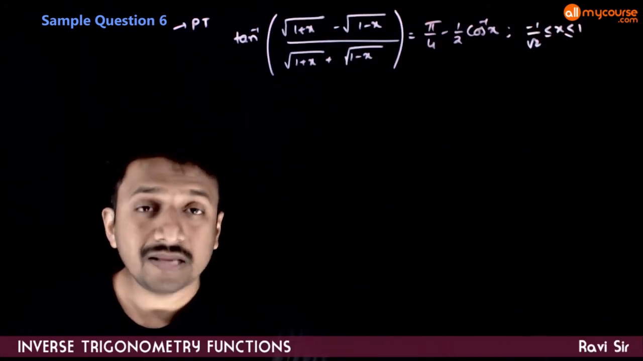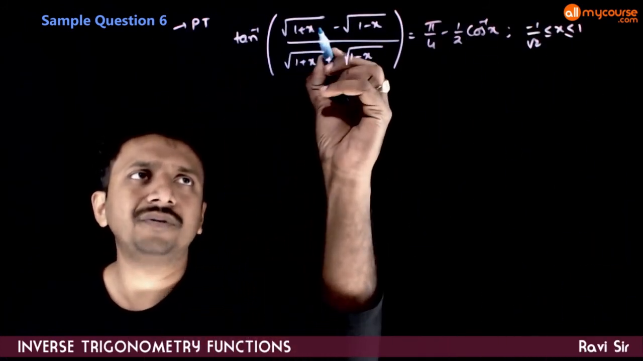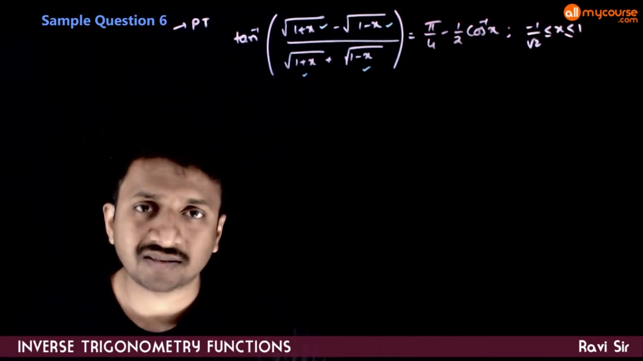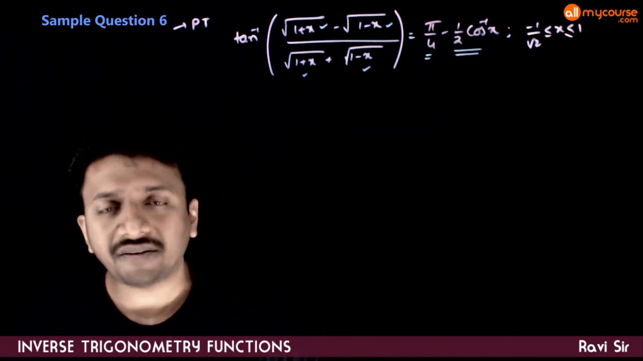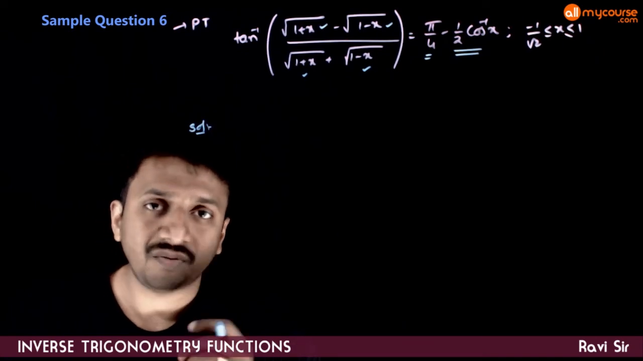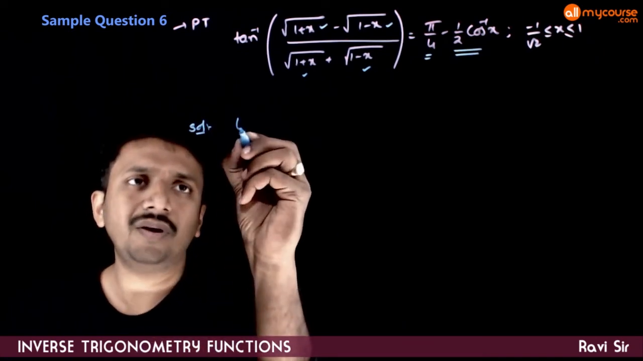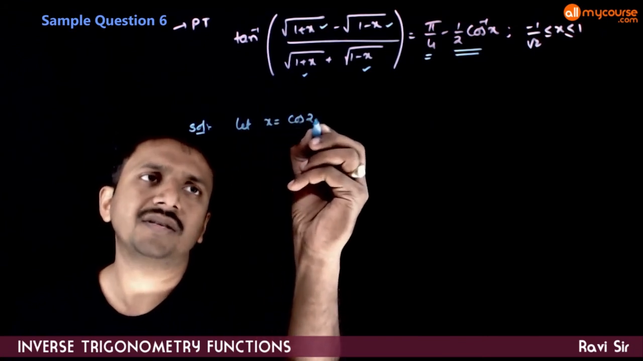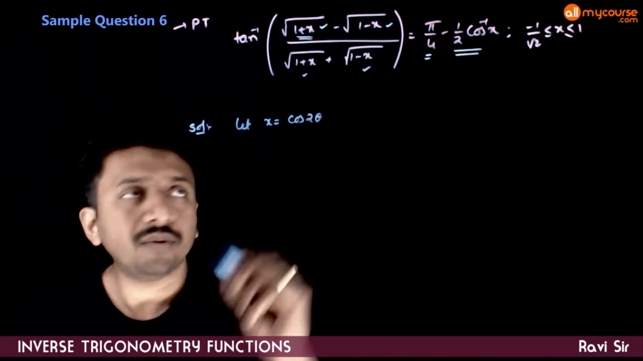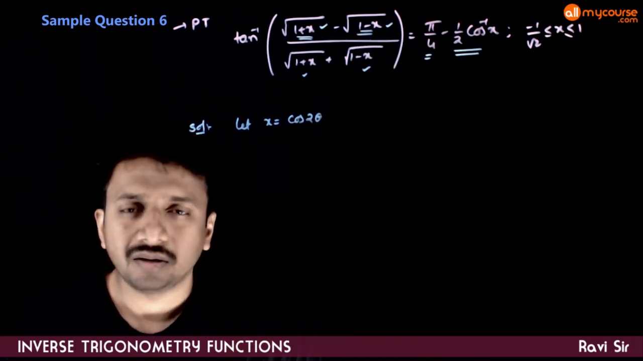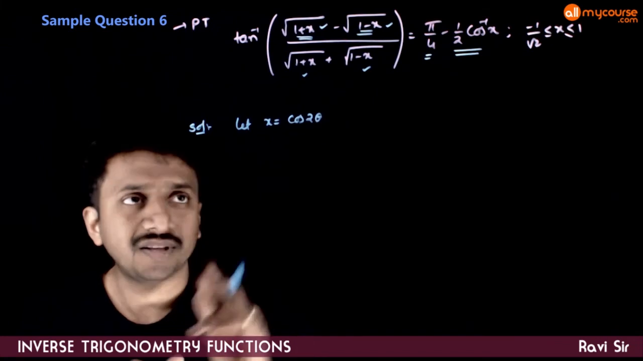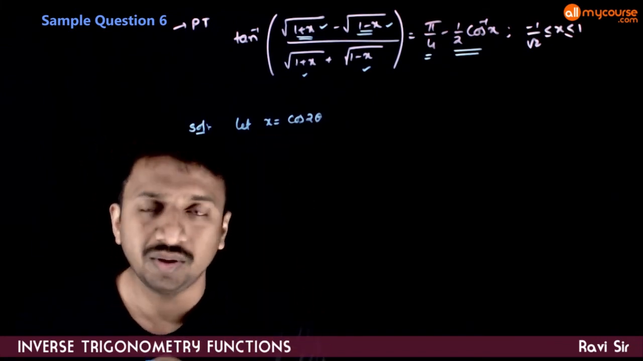In this question, you are asked to prove that tan inverse of (root 1 plus x minus root 1 minus x) by (root 1 plus x plus root 1 minus x) is equal to pi by 4 minus half cos inverse of x. So these types of questions we use trigonometric substitutions. So what I do is let x is equal to cos 2 theta. So why am I using this substitution? Because 1 plus x is inside square root, 1 minus x is inside square root. So you'll have to do an appropriate substitution such that these square roots can be removed. For that, I am using x is equal to cos 2 theta.